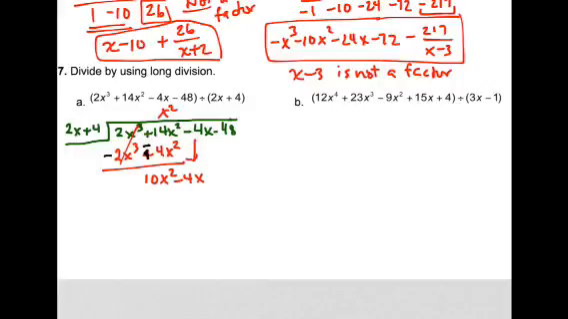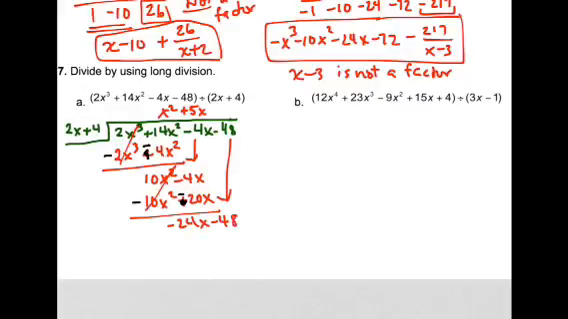So what do you have to multiply 2x by to get 10x squared? The answer would be 5x. Okay, so then that gives me 10x squared plus 20x. Now we're going to subtract by adding the opposite, so this becomes a minus, and this positive also becomes a minus. So now I have this cancels out, and negative 4 and negative 20 is negative 24x. We bring down the next term, negative 48.